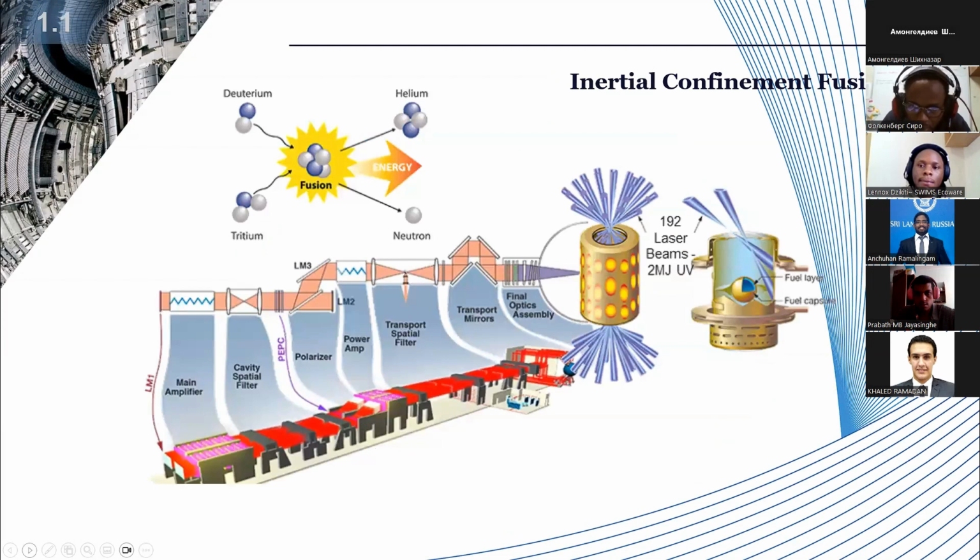Yes, the second technique for harnessing fusion is what we call inertial confinement fusion. In inertial confinement fusion, instead of using magnets, we are now using lasers. About 200 sources of very high energy lasers are focused to a very, very tiny point where the fuel is.